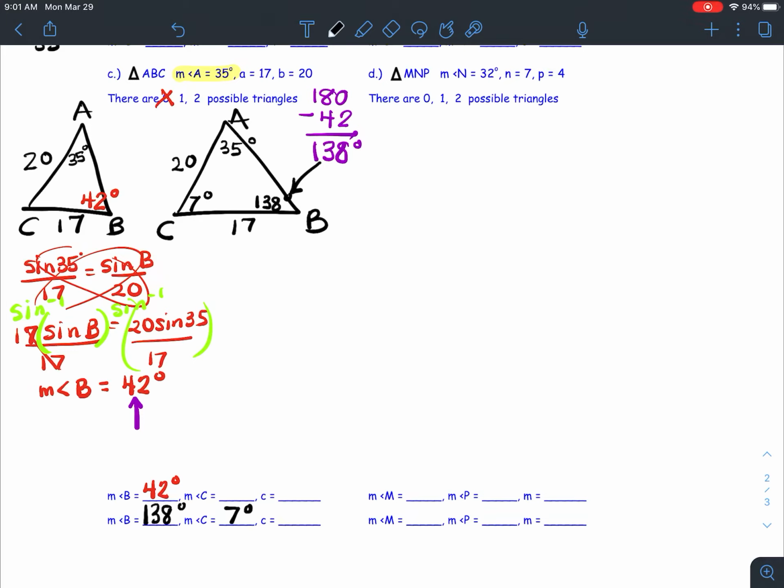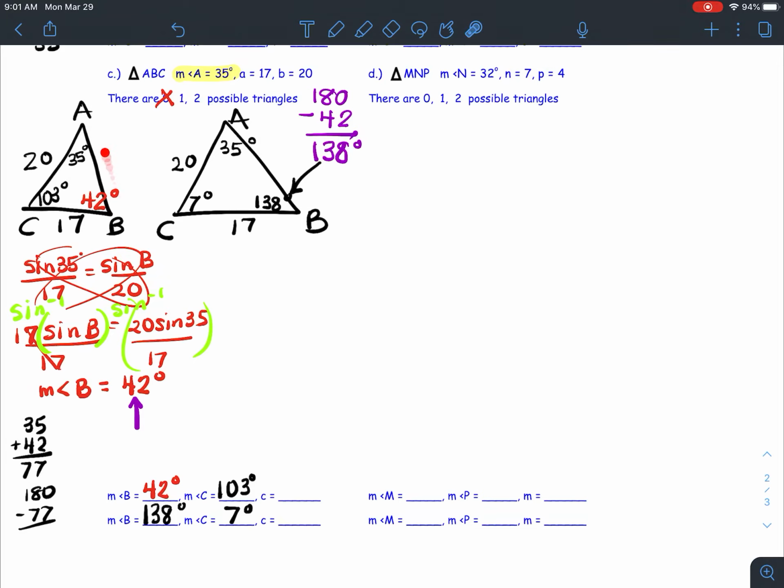We're going to solve all the other missing pieces in the first triangle. Let's go ahead and add up the 2 angles, 35 and 42. If we add 35 and 42 up, we get 77. We subtract 77 off of 180. That leaves for angle C 103 degrees. I'm going to add that on the line and on the picture.